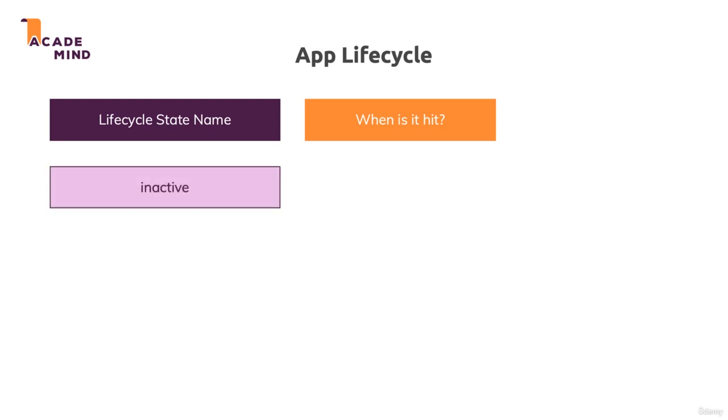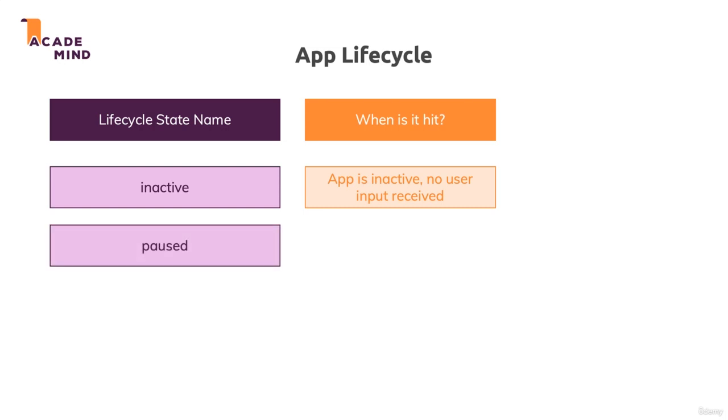For example, you have the inactive state. Inactive means that your app is not even running in background. It's inactive. The user can't see it. It can't receive user input. It's not fully cleared from memory yet, but it's definitely not, well, too active.